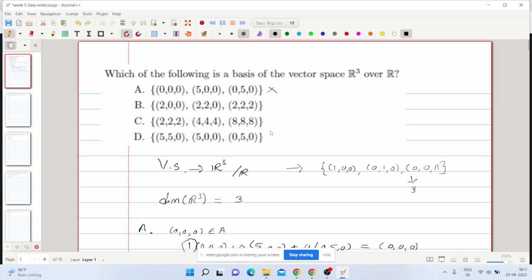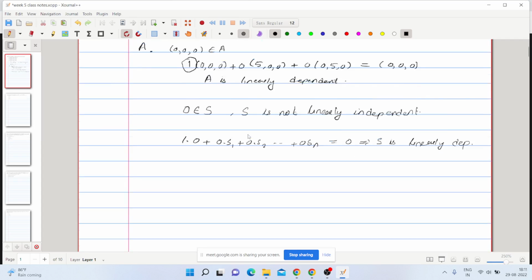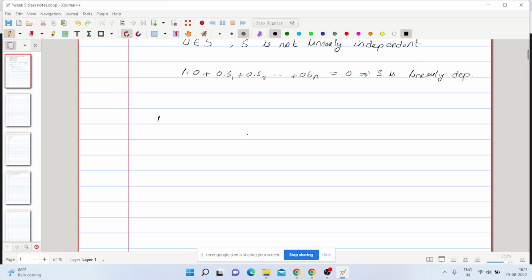Now let us go to the next one. We already discussed the first option. So what do you think, whether B is a basis, or B is a linearly independent set or not? Linearly independent. Yeah, let us check the condition. Here B is the set (2, 0, 0), (2, 2, 0), (2, 2, 2).